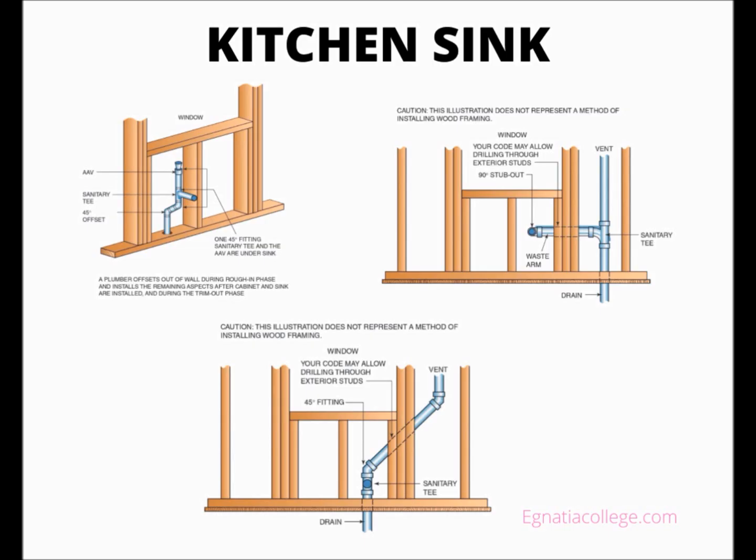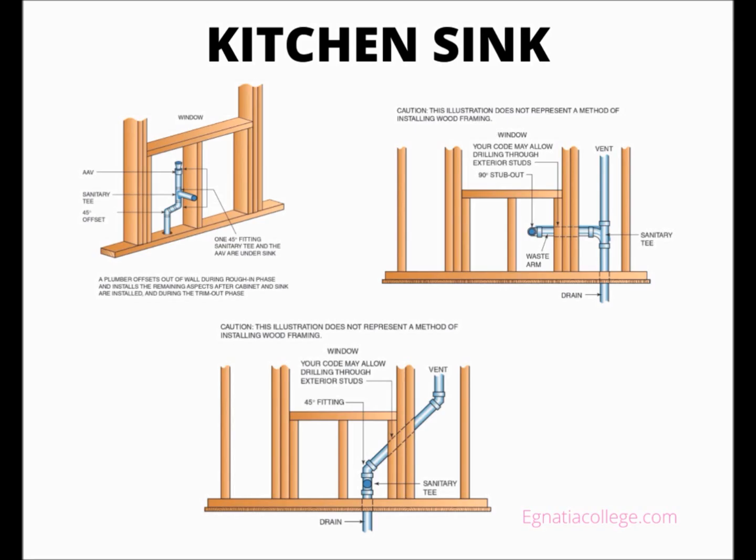The other is to install the vertical drain below the window and offset a 1¼ inches vent at a 45 degrees angle into the wall cavity adjacent to the window. The 45 degrees installation of the vent means the holes must be drilled at an angle into the wall studs, which is more labor intensive than drilling straight through a wall stud.